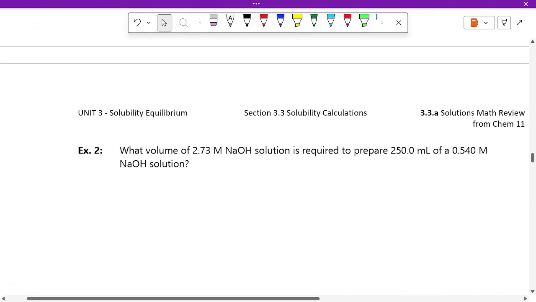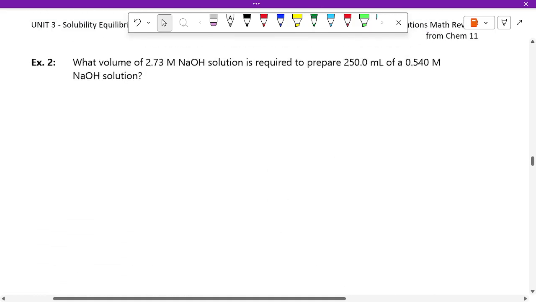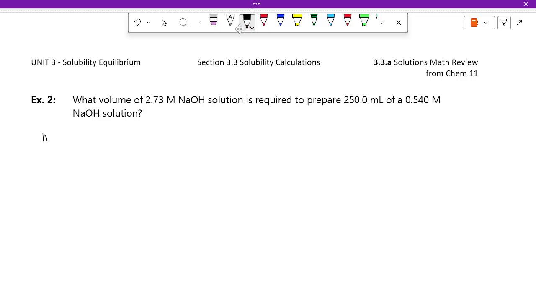All right. We're going to do this using the mole method. Could you guys please tell me what is the first step of the mole method? Find moles. Do it.